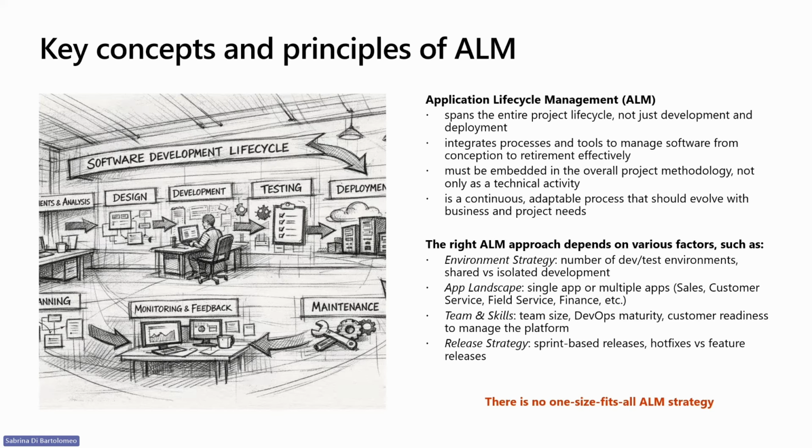As mentioned, ALM is a cycle. Because projects evolve, ALM must be flexible. Your environments, releases, and processes may need to adapt as requirements and team change. Things to consider for your ALM strategy. Environment strategy: how many environments are really needed? In which region? App strategy: is the workload focused on a single app, or does it span multiple apps such as sales and customer service?